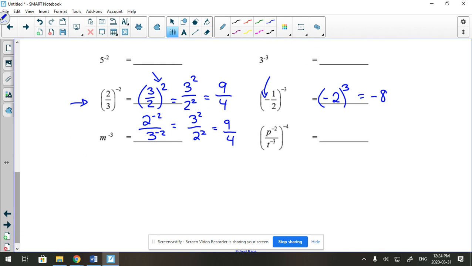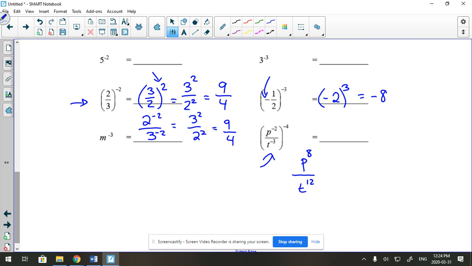And same idea with this guy here. There's different ways you could approach it. I applied the negative 4 to both right away. So that means power raised to power, you multiply your exponents. So I'm going to get this. And then there's nothing else to simplify, and that one's done.